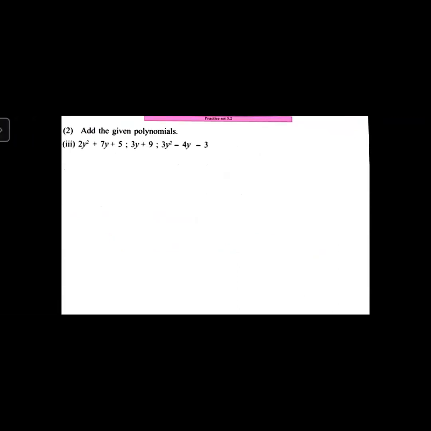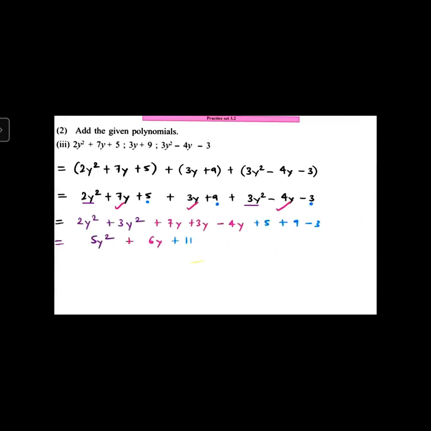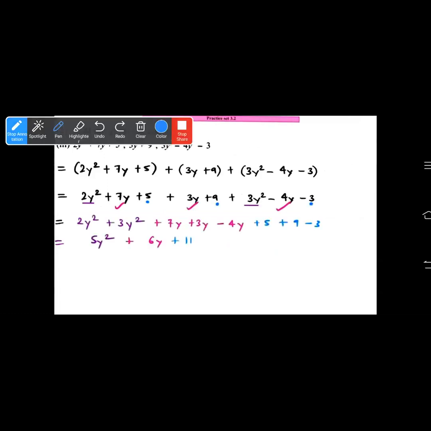Next question, third one: 2y square plus 7y plus 5, 3y plus 9, 3y square minus 4y minus 3. Here 3 polynomials are there. First of all, keep all the 3 in round brackets and write a positive sign in between. That means you are doing the operation of addition over here. Open the brackets, all the 3 brackets.